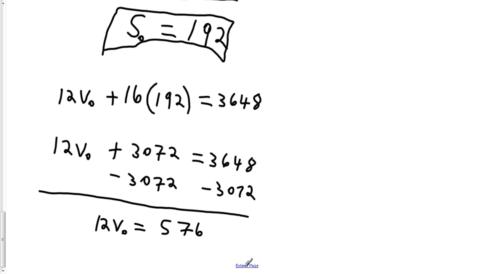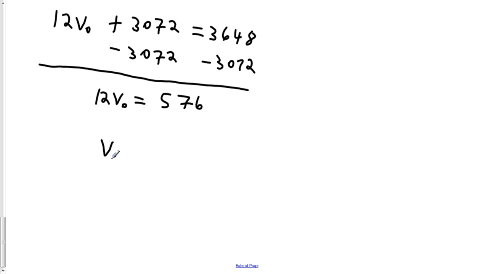And the last step is to divide both sides by 12. Dividing by 12 tells me that V naught is equal to 48. So the initial velocity of this thing was 48 feet per second. And since it's positive, it's 48 feet per second upward. So this thing was actually not just dropped, it was launched with an initial velocity of 48 feet per second upward. So that's my V naught.